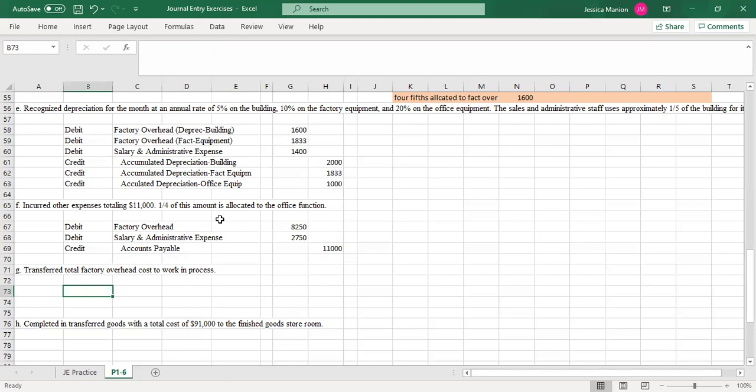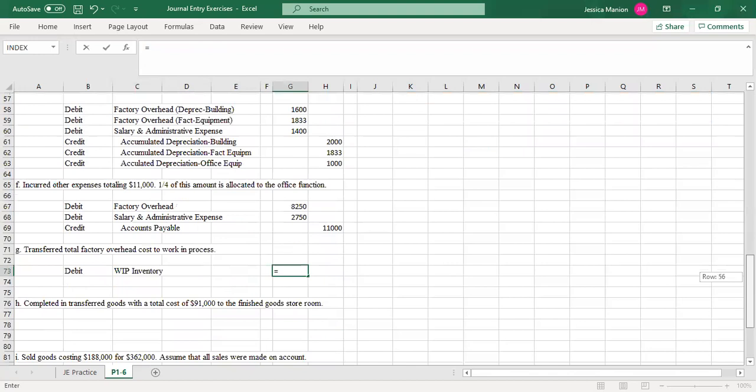we've accumulated material cost into work in process. We've accumulated labor costs into work in process. Now with letter G, we're going to accumulate overhead costs to work in process, right? So we've got debit, work in process inventory, and we get our amount from looking at all of our factory overhead debits. So if we go back, so I put an equal sign there.